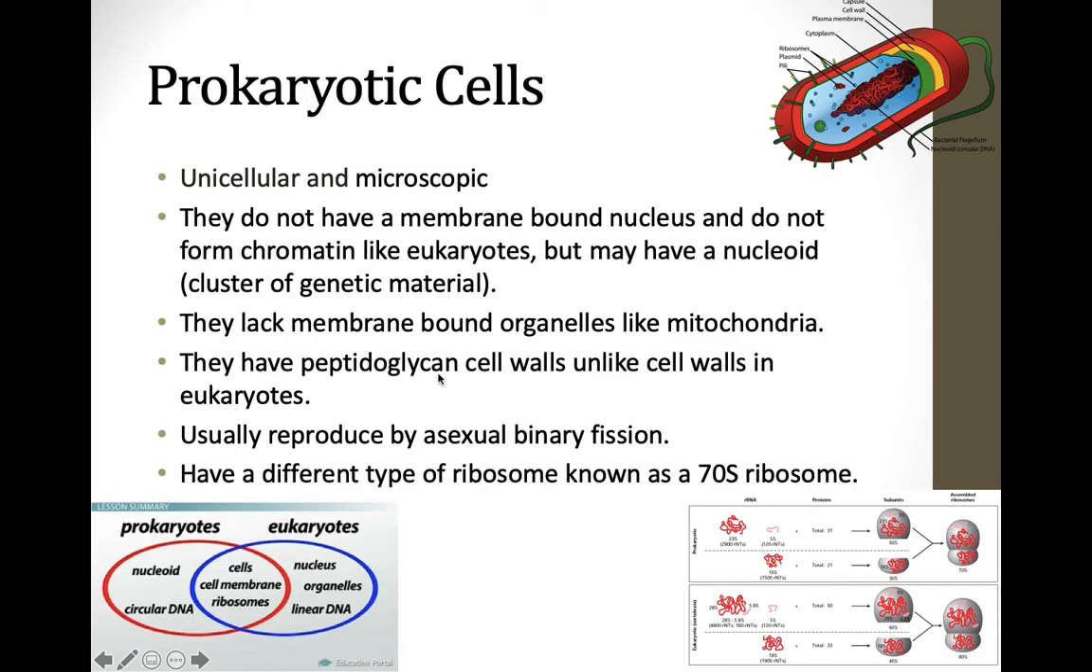And that's how penicillin works, and we'll talk about that concept later. Prokaryotic cells divide by a process called binary fission. It's asexual, a very simplistic process.